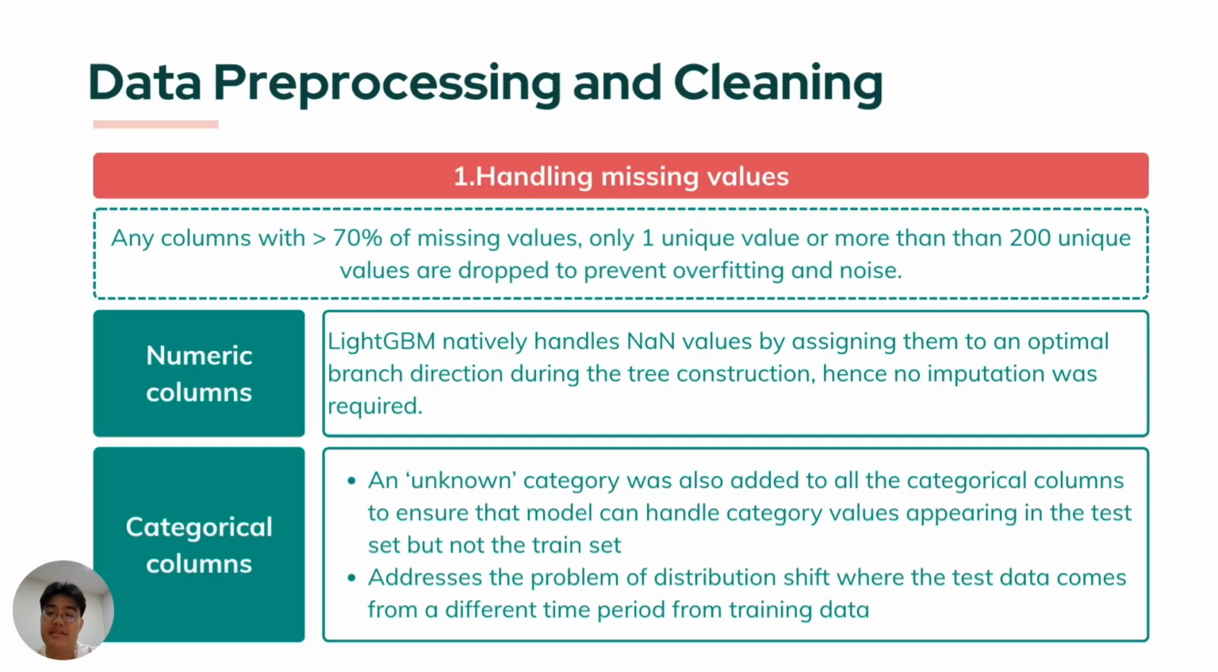Now to kickstart the process, we first handled missing values to reduce noise and improve model performance. We remove columns with excessive missing values or low information, such as those with more than 70% of missing data. Numerical features with missing data were tackled using GBM, which handles missing values natively, so no imputation was needed. Unknown categories were also introduced for categorical features to handle missing or unseen values, and this addresses potential distribution shifts between training and test data.